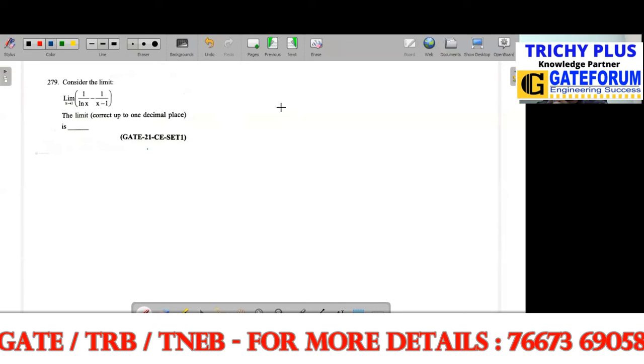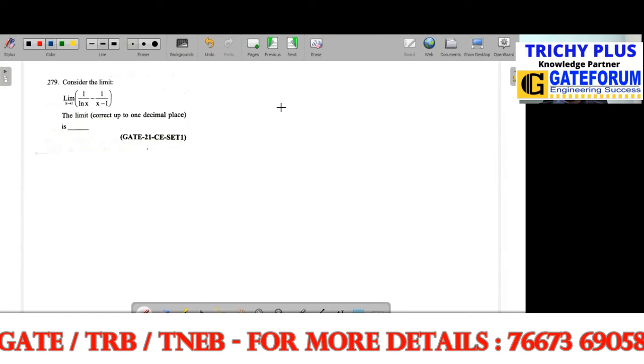What can we do then? Sir, we can split it up using the property. You can split into limit x tends to 0 of 1 by ln x minus limit x tends to 0 of 1 by 1 minus x. But at the final outcome, you will again be getting infinity minus infinity, right? Yes, sir. So that is not accepted, as that is giving an indeterminate form.